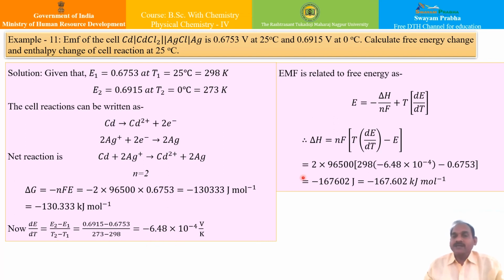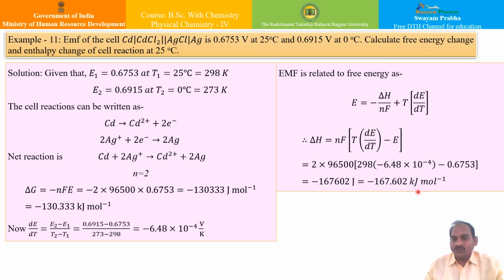Okay, now this EMF is related by the expression we have seen just now. E is equal to minus delta H upon NF plus T into the temperature coefficient. So I need to find out delta H. In terms of delta H, this expression can be rearranged as delta H is equal to NF into T into dE by dt minus E.